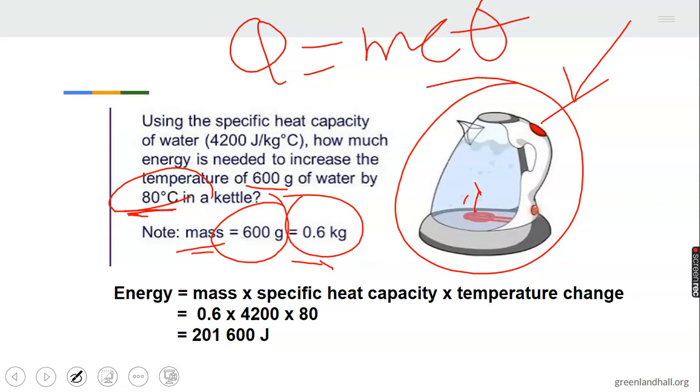Now, energy equals mass times specific heat capacity times temperature change. What is our mass? Our mass is this. And since we know the specific heat capacity of water is this, which is 4,200, and the change in temperature is 80, when you multiply, you have 201,600 joules. That is the energy required to raise the temperature of 600 grams of water by 80 degrees Celsius: 201,600 joules. And that is that.